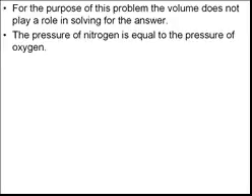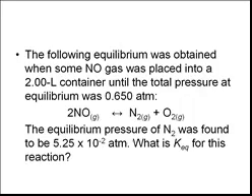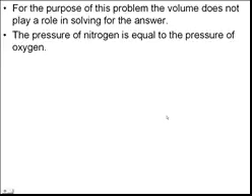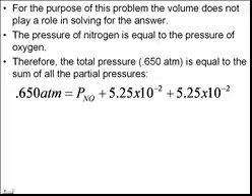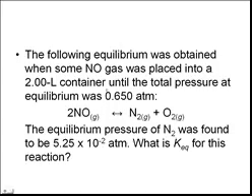Okay, we know from the balanced equation that the pressure of nitrogen is going to equal the pressure of oxygen, because for every one nitrogen that's produced, one oxygen is also going to be produced. So the pressure of nitrogen is equal to the pressure of oxygen. As we know, the total pressure is equal to the sum of all of the partial pressures. They tell us that the total pressure in the container is 0.650. But then they also tell us, if we go back to the original problem, that the equilibrium pressure of nitrogen is 5.25 times 10 to the minus second. Well, if nitrogen is 5.25 times 10 to the minus second, so is oxygen as well.